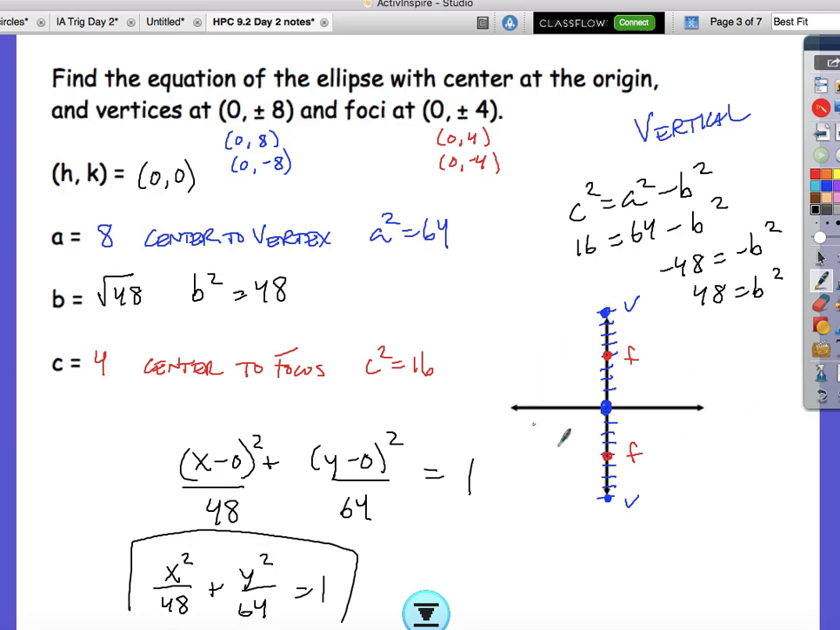So draw a little picture to help place things, to figure out what A, B, and C are, and to decide if it's vertical or horizontal. If you notice, I didn't make a complete picture. I just did enough to help me find all these pieces of information.